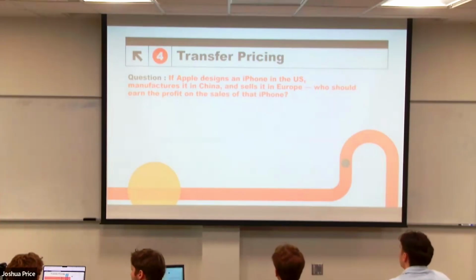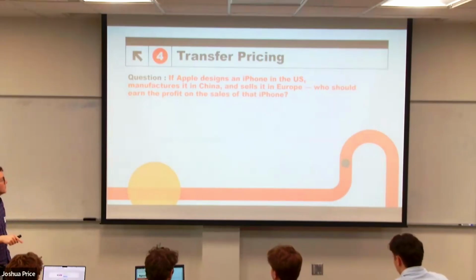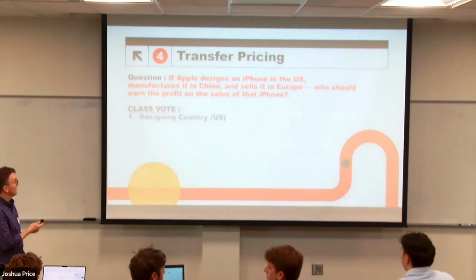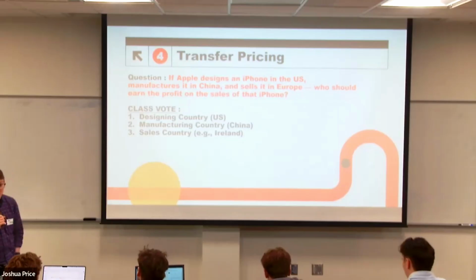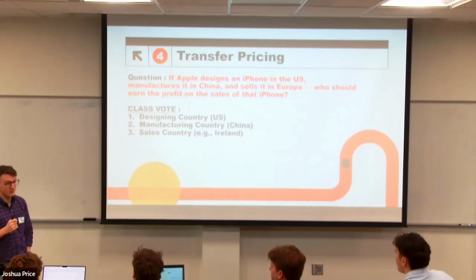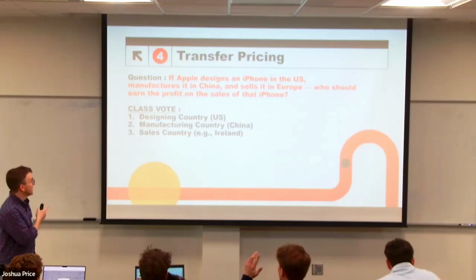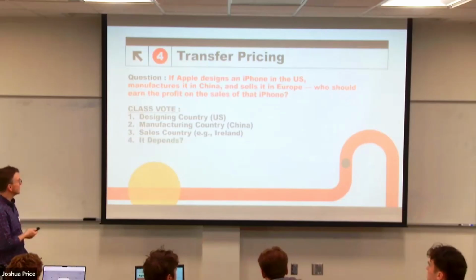So transfer pricing, we'll start off with a basic question. If Apple designs an iPhone in the US, but manufactures it in China and then sells it in Europe, who should earn the profit on the sales of that phone? Take a quick vote. Who thinks that the designing country, the US, should earn most of the profit with that phone? Okay, who thinks the manufacturer? You got chips that are complicated. Sales country, Ireland, doing all the sales. Interesting. Okay, we got a good dispersion.